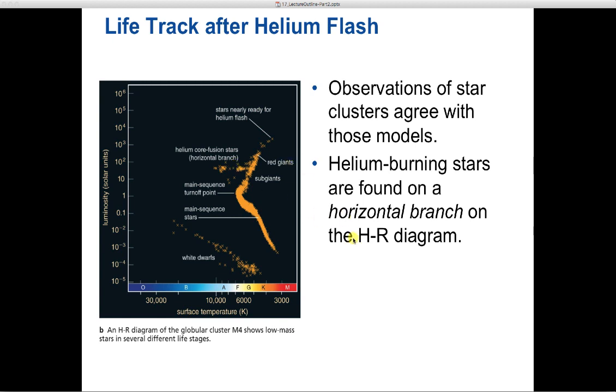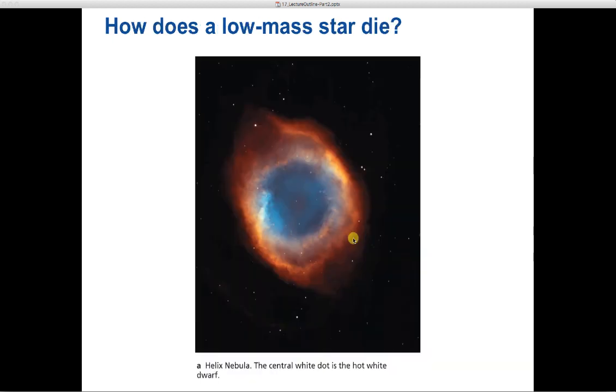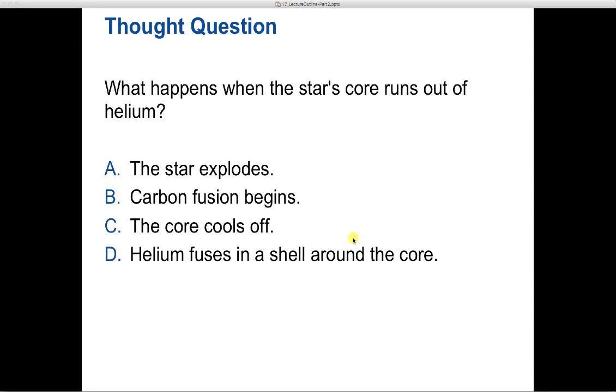So what happens after that? What happens after the stars have a nice helium burning core with a shell of hydrogen around it? Well, eventually the outermost layers of the star are going to be blown away into this thing called a planetary nebula. So let's look at how that happens. So when the star's core runs out of helium now, what happens? Does it explode? Does carbon fusion begin right away? Does the core cool off, or does helium fuse in a shell around the core?